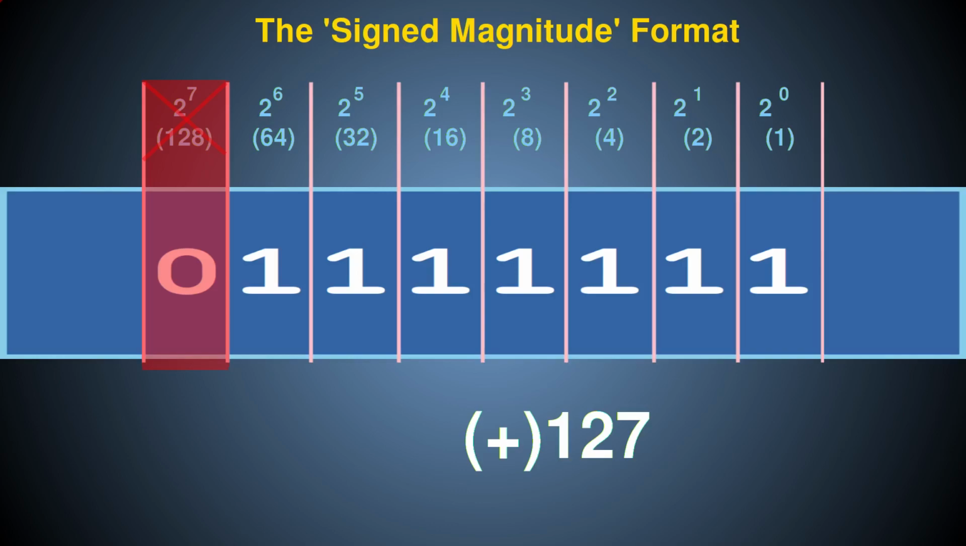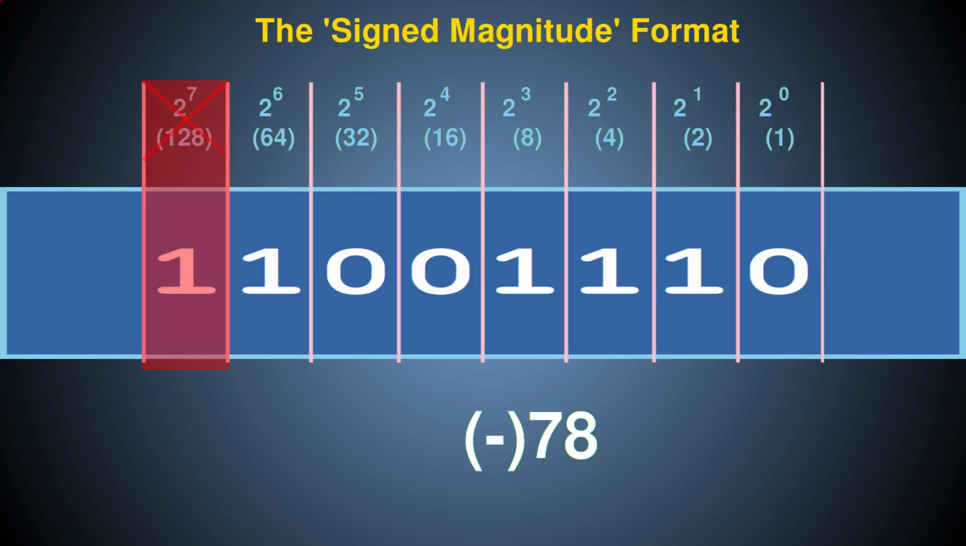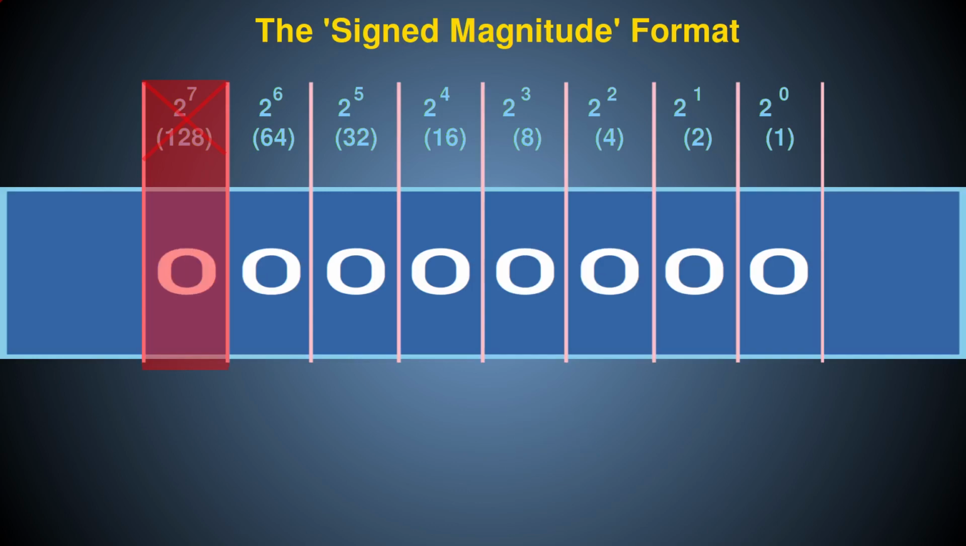But now we can define a number to be negative if the sign bit is 1, and positive if the sign bit is 0. So, for example, this pattern would represent the integer 78, and this pattern would represent the integer minus 78. Now, that simple signed magnitude bit format works for individual numbers, but we run into a problem when using it for general arithmetic.